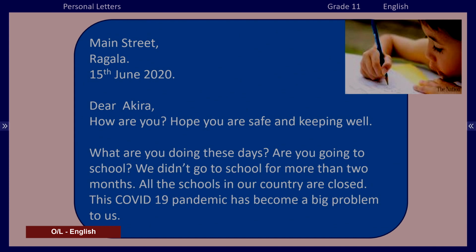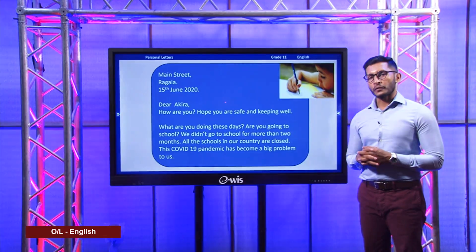Then we start the body. See, the body of the letter includes 3 things. The first one, how are you? Hope you are safe and keeping well. That is the opening. And then we come to the message. What are you doing these days? Are you going to school? We didn't go to school for more than 2 months. All the schools in our country are closed. This COVID-19 pandemic has become a big problem to us. Then we come to the close of the letter.